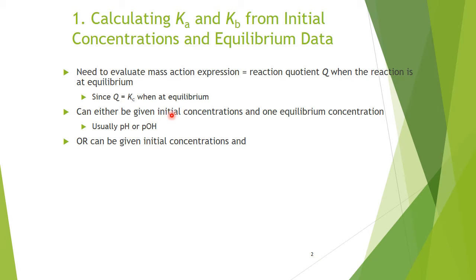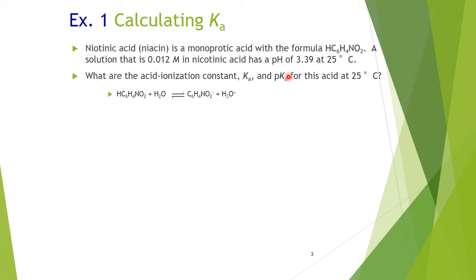And like I just said, you'll either be given a pH and initial concentration, or you'll be given K. So let's do problems. The first problem is figuring out the Ka for nicotinic acid, niacin, which I think is vitamin B3. It's a monoprotic acid, which means it just gives off one H. It has a concentration of 0.012 molar with a pH of 3.39. Now this is important because this tells you how much H plus you have. So that will tell you this amount right here.